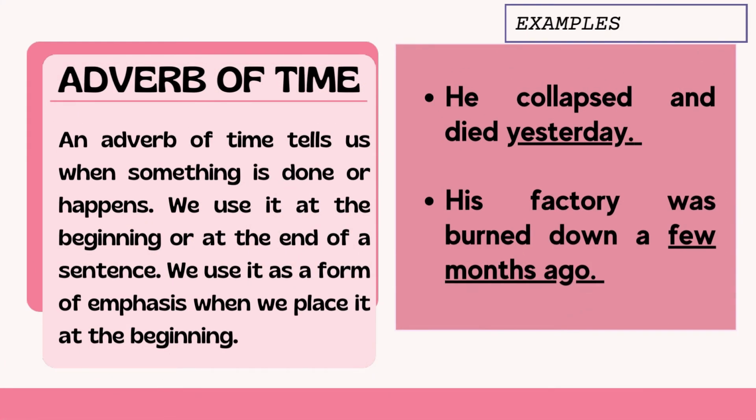First, we have adverb of time. An adverb of time tells us when something is done or happens. We use it at the beginning or at the end of a sentence. We use it as a form of emphasis when we place it at the beginning.